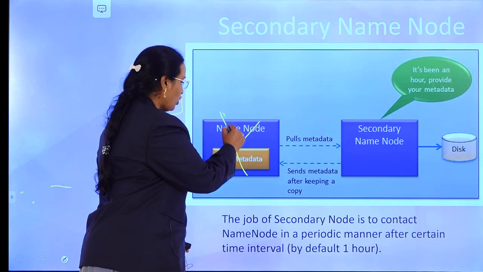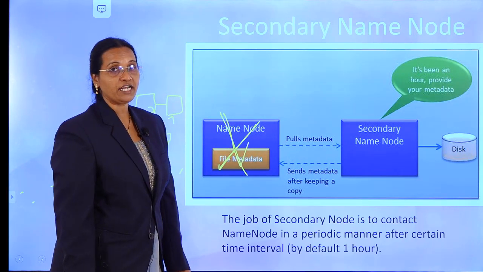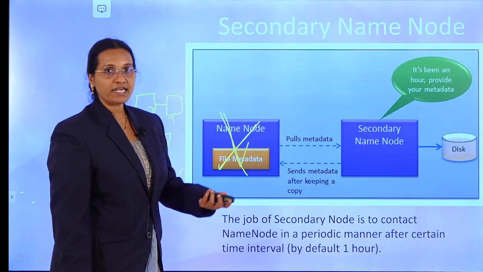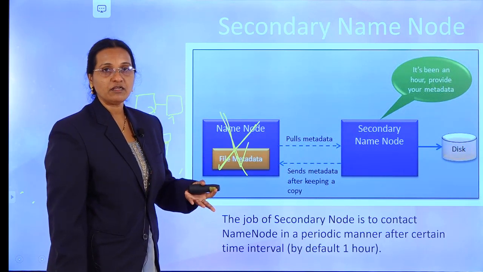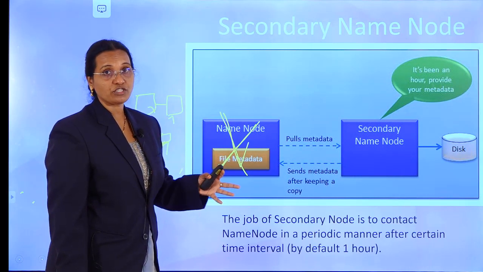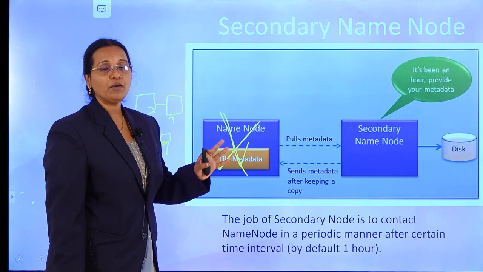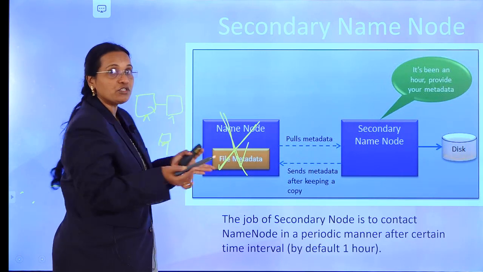If the name node is not working, but the name node is holding very important information, that is metadata, data about data: file information, file size, file permission, hierarchy of the files. If that information is lost, it will be a very big problem for us, because what information is stored in the slave nodes, we don't know.